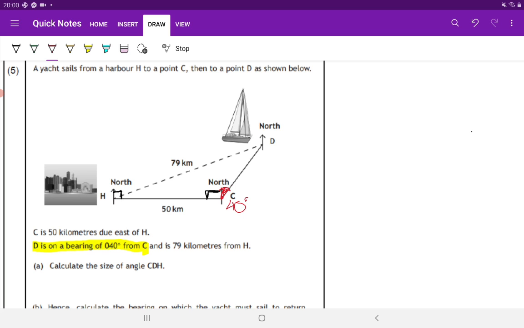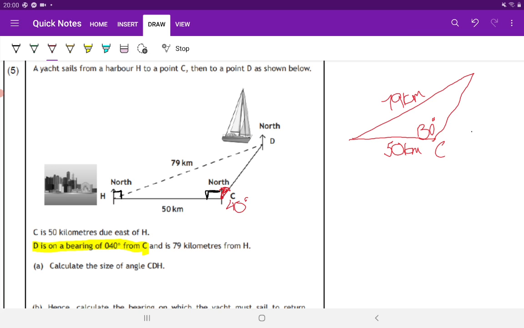okay? Which means if I was to redraw this triangle, what we now have is that this angle here at C in the actual triangle is going to have to be 130 degrees because we've got the 90 from the fact that from C back to H we're going west, which is kind of 90 in an anti-clockwise bearing, an anti-clockwise direction. Okay, and we've got the 40, so add that on gives us 130. We know that this is 79 kilometres, and we know that this is 50 kilometres.